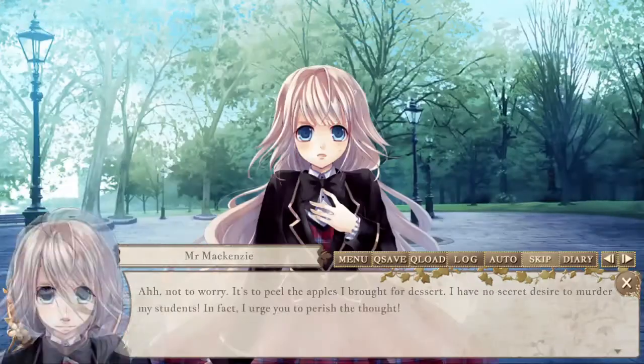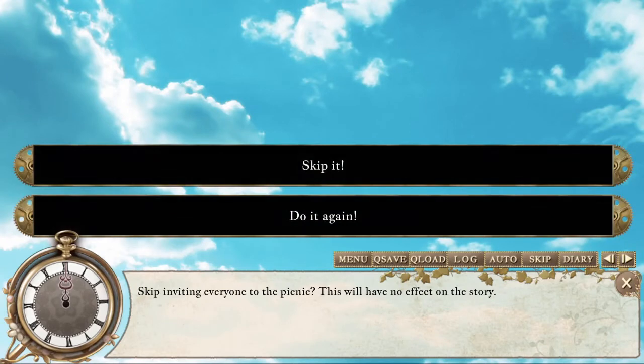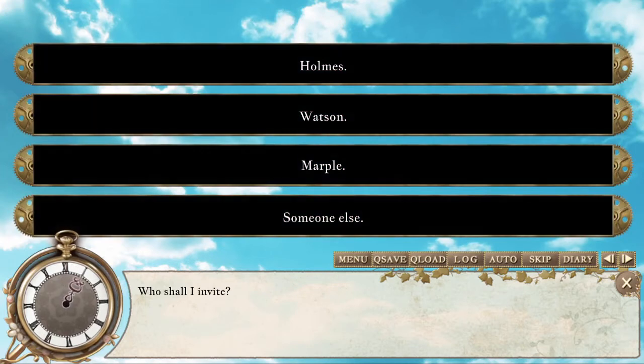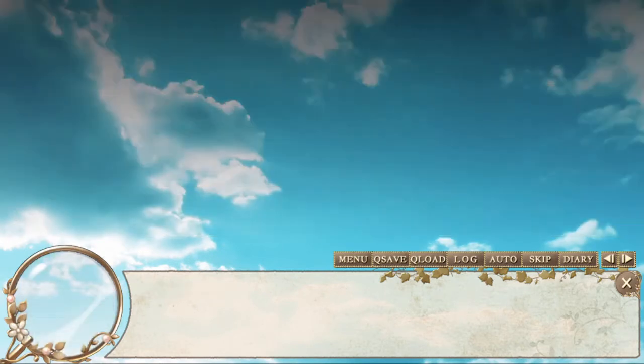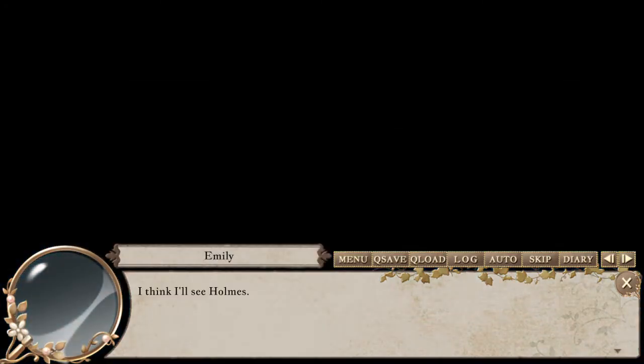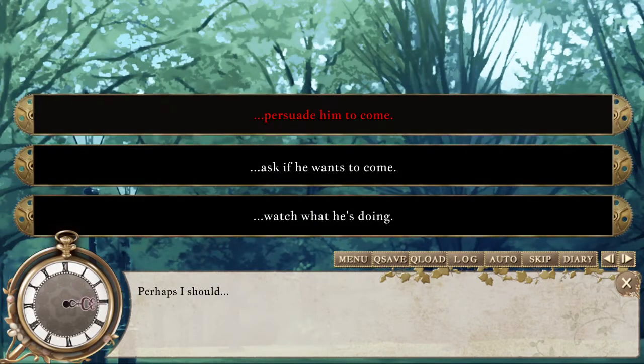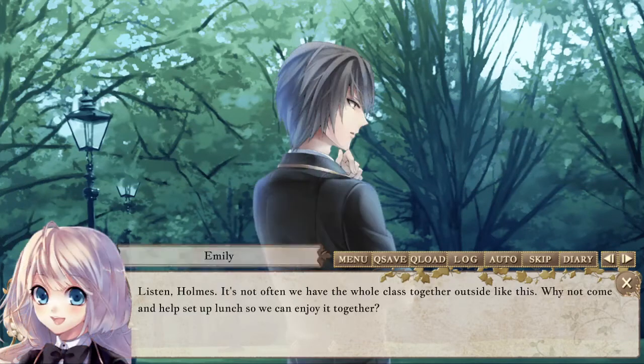So, everyone has... no, I'm gonna do it again. We're gonna spend time with Watson at the very least. Let's do Holmes first. We'll leave Watson for last. We'll skip and... let's try a different option. I know with Hudson, only one option works, so I don't know if it's the same for everybody.